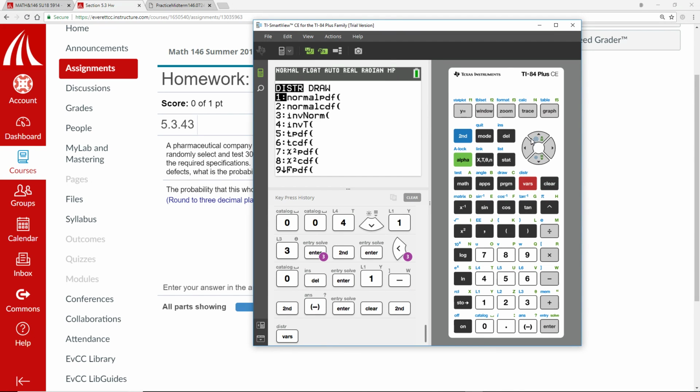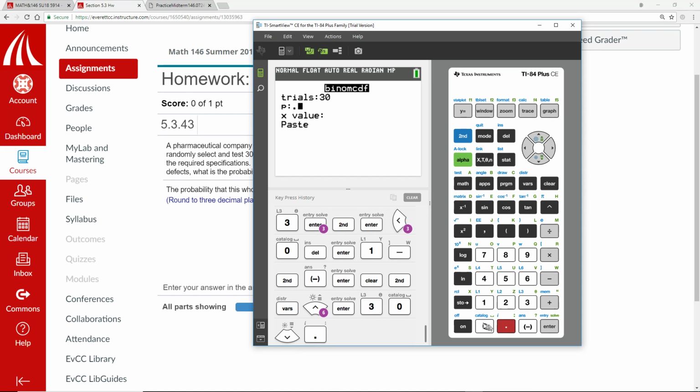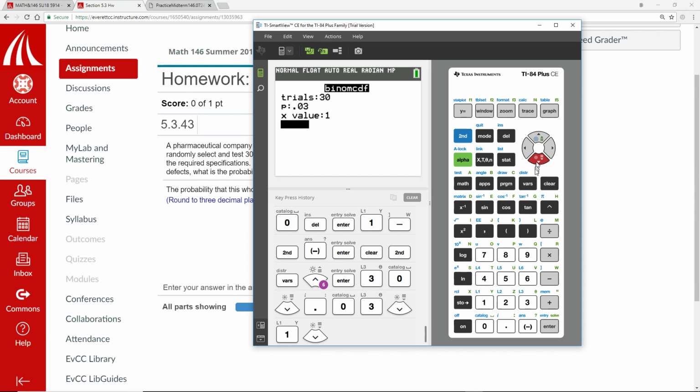Second, distribute. Go to binomial CDF, and our trials is 30. Defect rate is 0.03, that was 3%, and at most 1. So this is going to give me the probability of 0 and 1 put together. So the probability of getting at most 1 is 0.77. This defect rate is 3%.